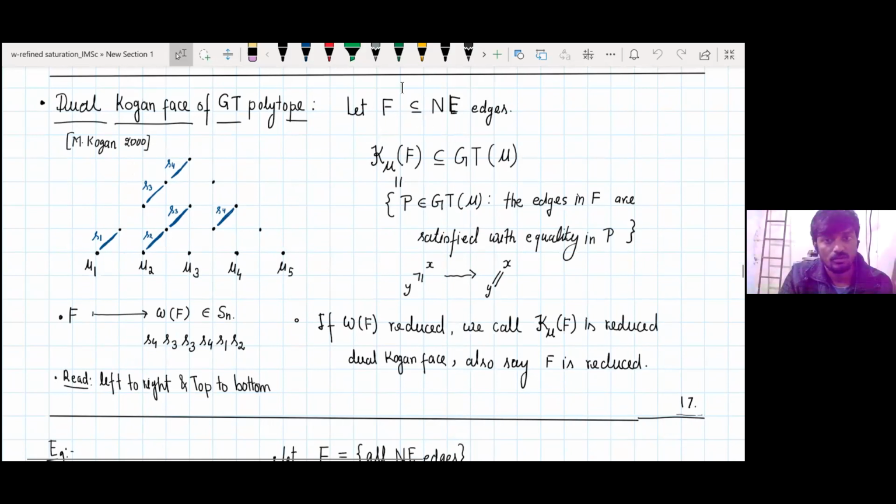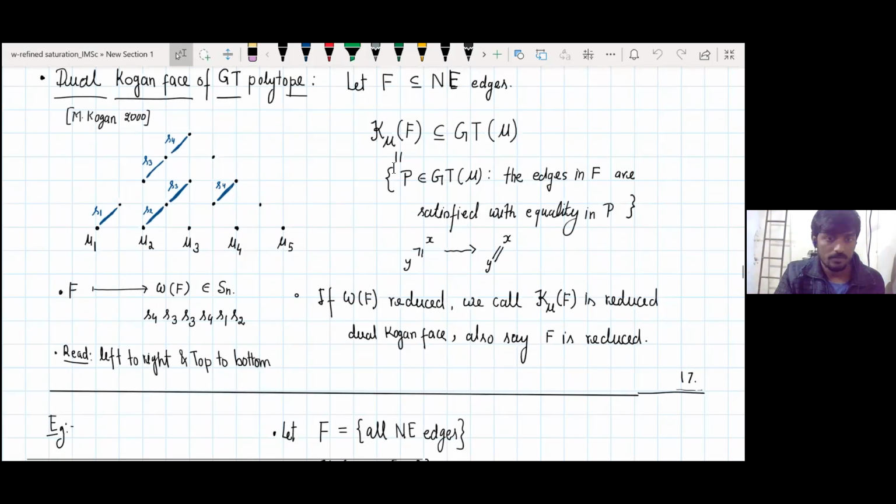So you take F. Corresponding to F, there is an associated face, the dual Kogan face of the GT polytope. What is the dual Kogan face? That is denoted by K_mu^F, a subset of GT_mu. You have to take all GT patterns where, whenever an edge belongs to F, you take equality on that edge. Before, for this type of edge, y should be bigger than or equal to x, but now you put equal. Take all such GT patterns; that is called the dual Kogan face of the GT polytope.